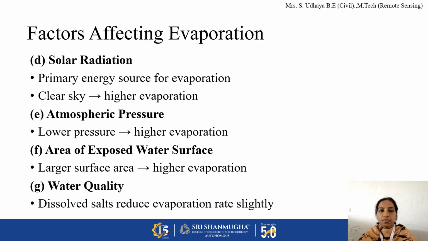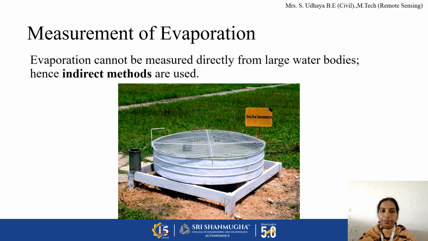Next, solar radiation. As heat energy increases, a clear sky leads to higher evaporation. Regarding atmospheric pressure, in a low pressure belt the evaporation rate will be higher. In case of a widened, vast surface area, the more water is stored, the more it gets evaporated. In deep water bodies, evaporation is considerably less compared to a widened area. And dissolved salts present in the water reduce the evaporation rate considerably.